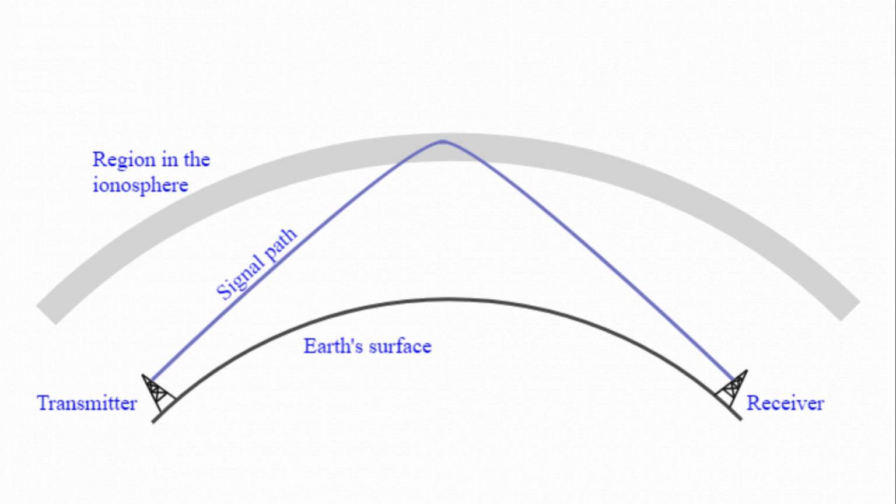Next, radio waves transmitted from an antenna travel upwards to the ionosphere. The interaction between the waves and the ionized particles causes them to reflect back towards the Earth. This reflection depends on the frequency of the signal and the ionization level of the ionosphere.